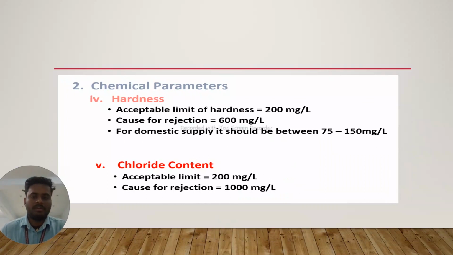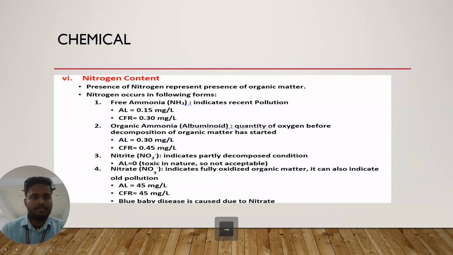This is the acceptable limit for hardness as per the GOI: 200 milligram per liter, with cause for rejection at 600 milligram per liter. For domestic supply, it should be between 75 to 150 milligram per liter. And this is the chloride content: the acceptable limit is 200 milligram per liter, and cause for rejection is 1000 milligram per liter.